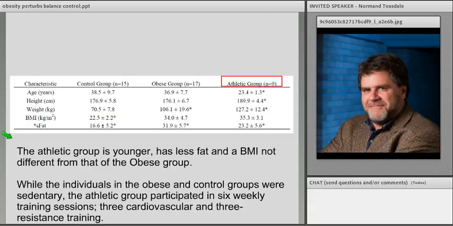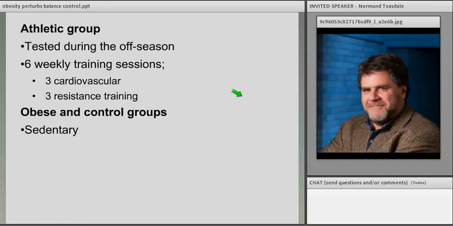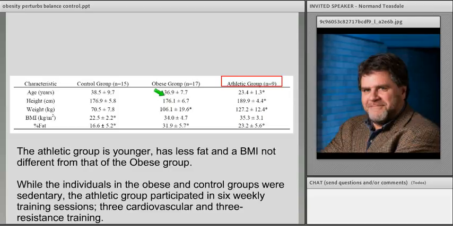These individuals were actually younger than our obese and our control groups. They were about 23 years old, while our obese were 37 years old. Their percentage of fat was actually quite smaller than that of the obese groups. They had only 23% of their mass which was fat, while for the obese groups it was about 32%. And these individuals had a BMI which was a bit higher but not different from that of the obese group. They had a BMI of 35, while the obese group had a BMI of 34. So our athletic group was younger, had less fat, and a BMI not different from that of our obese group.